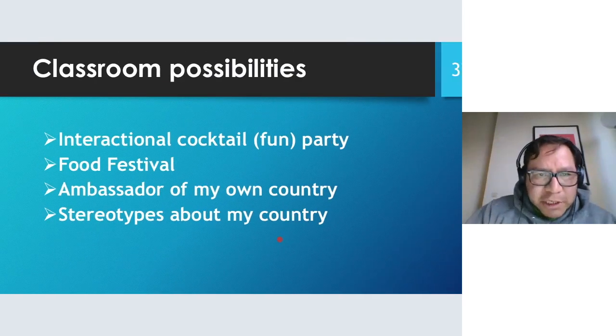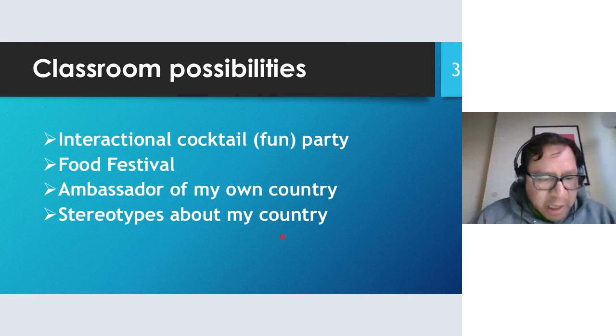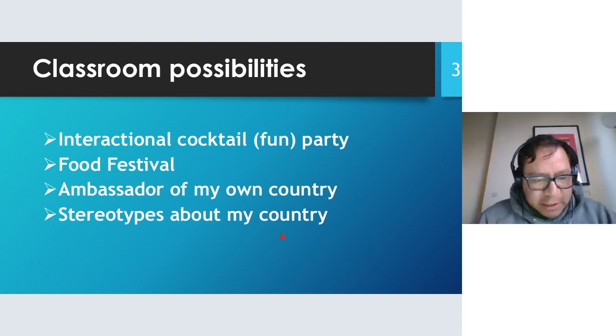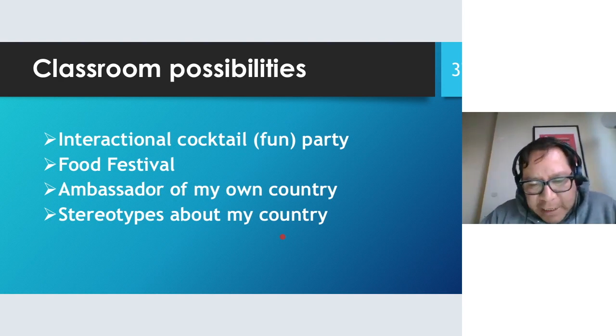More examples here of classroom possibilities are international cocktail parties. Pretend that you are in a party with people from different nationalities. A student can perform their own role or others. A student can create roles based on some people that they know, etc. We talk about food festivals, talk about food that is typically from my country, but it's also the food that I like. For example, I am Colombian and I like bandeja paisa, but I also love Ethiopian food.